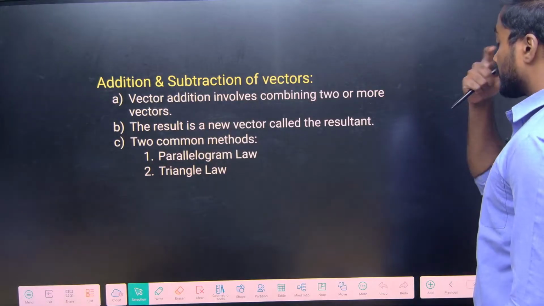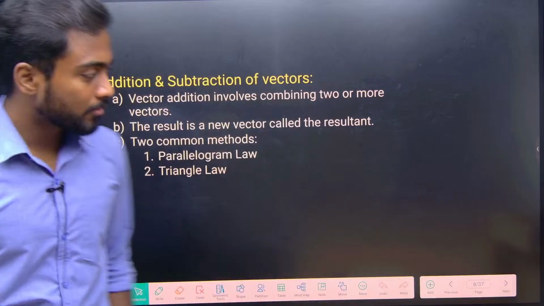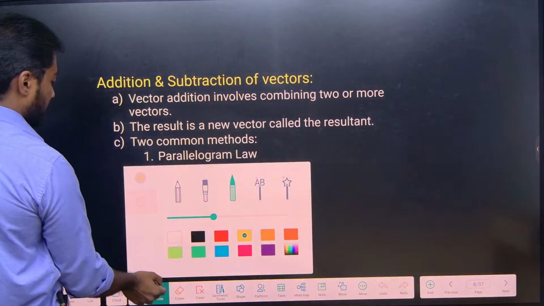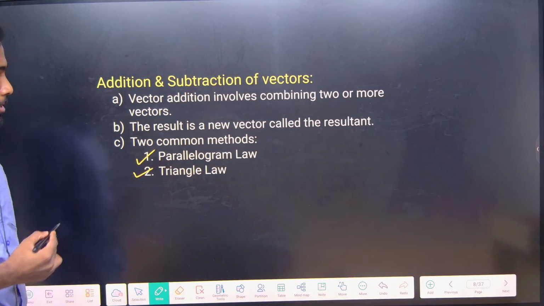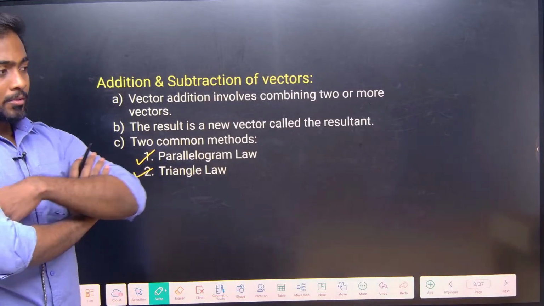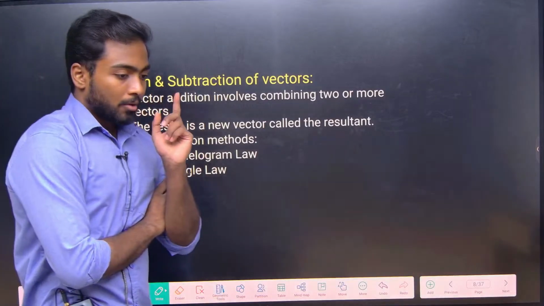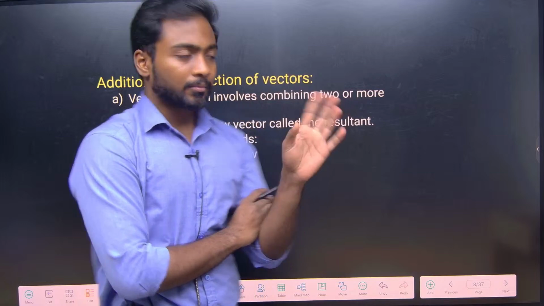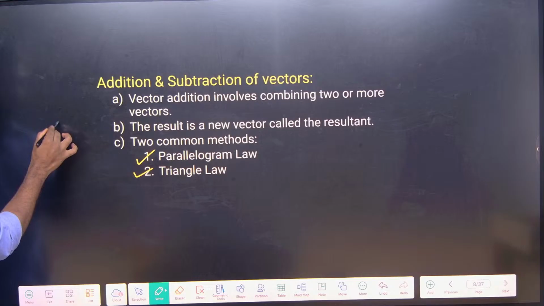Multiplication and division we have talked about, and in addition and subtraction we use two different cases: one is the parallelogram law and one is the triangle law. So how to add a vector? I'll give a simple trick. Whenever we are adding vectors, I need to take a first vector. For example, I have two vectors, vector A and vector B.